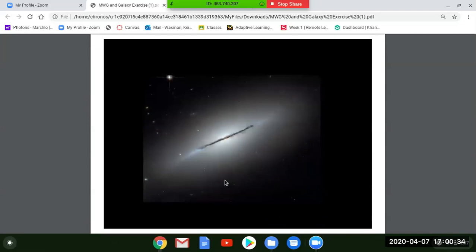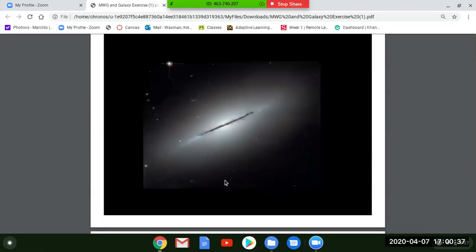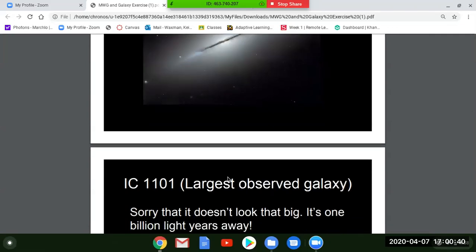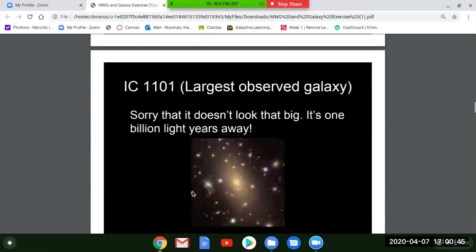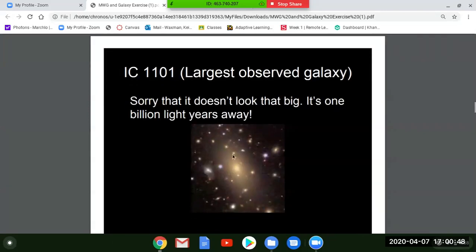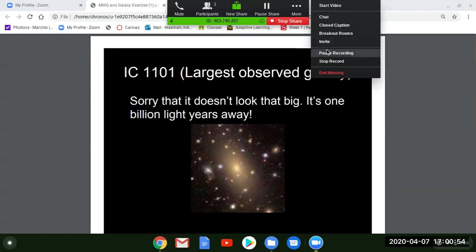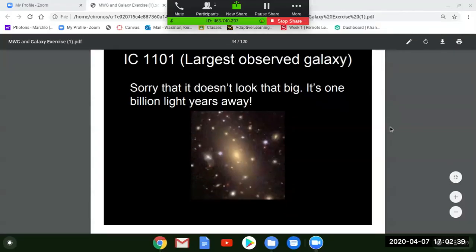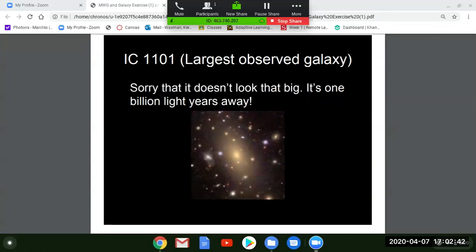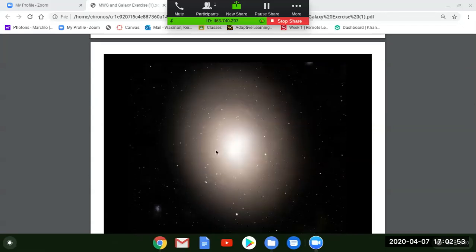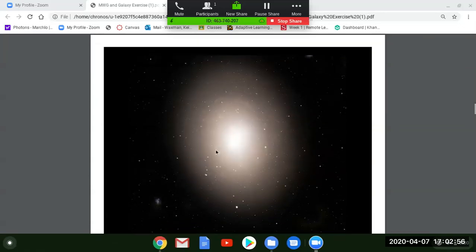Here's a lenticular, edge on, some dust lane. Sometimes spirals and lenticulars are hard to tell apart. Here's the largest galaxy ever observed, the one that's 25 times the diameter of the Milky Way galaxy. So lenticulars, especially this one, the largest one ever. This is about 1 billion light years away. That's why it doesn't look that big compared to some of these other galaxies. You do not have to know that. Look at this lenticular. It looks kind of like a frisbee.